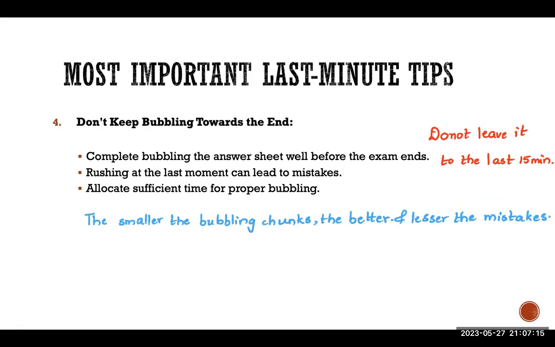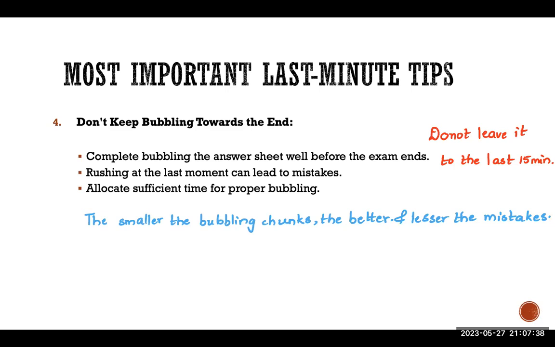Next one is keeping the bubbling towards the end. See, there are many different ways to bubble, right? Bubbling takes time. In general, it takes around 15 or 20 minutes if you carefully bubble. One way to bubble is that you attempt all the questions in your question paper, and once everything is done, go ahead and finish off bubbling. That is 100 questions to bubble. The chances of making mistakes are a little higher as well.